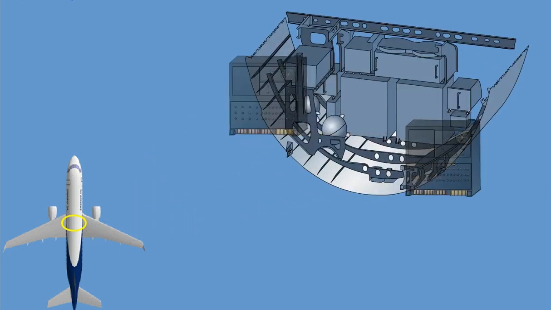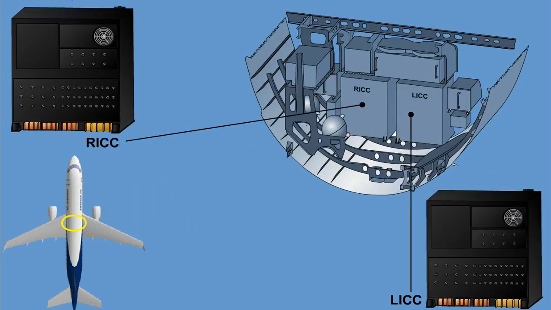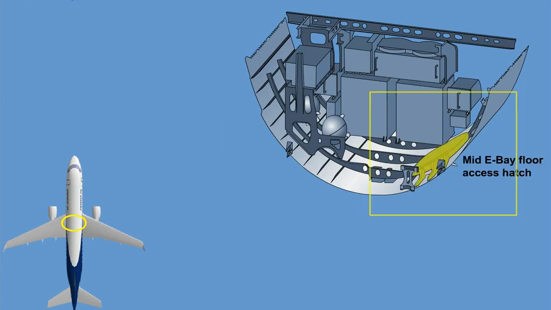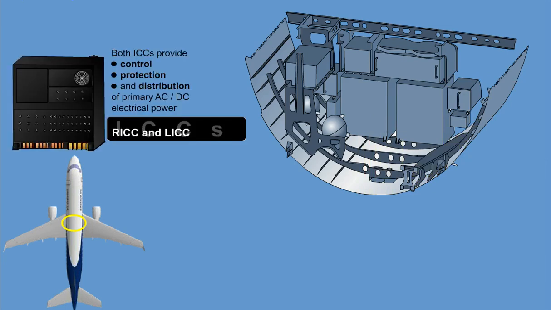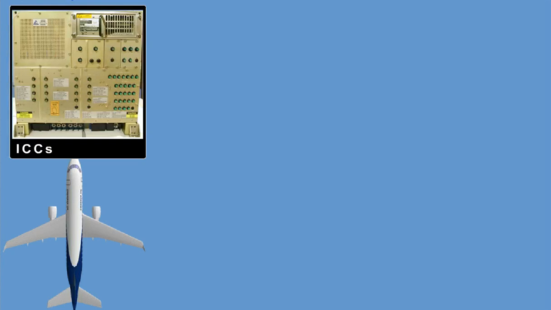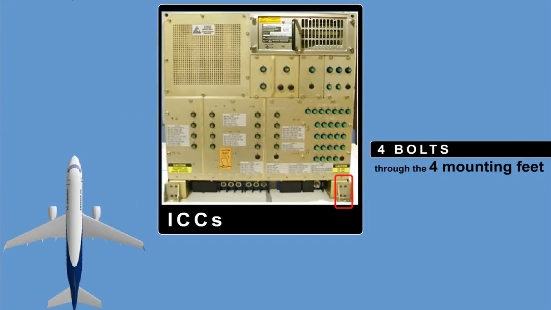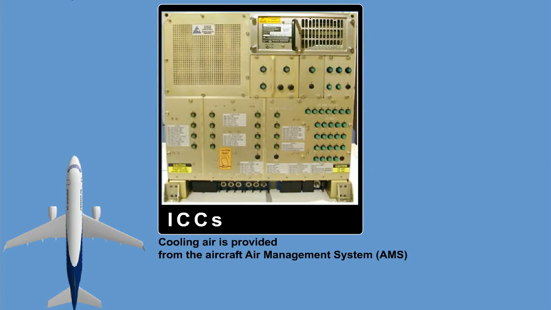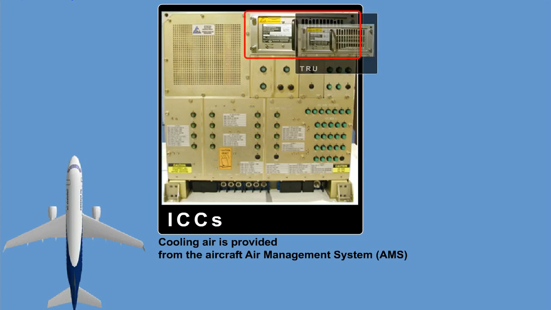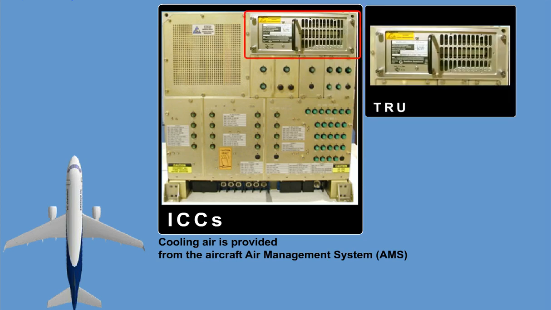The left and right integrated control centers are located in the temperature and pressure controlled mid-E bay. Access to this equipment is through the mid-E bay floor access hatch, located on the aircraft port side behind the left wing. Both integrated control centers provide control, protection, and distribution of primary AC and DC electrical power. The ICCs are mounted and bonded using 4 bolts through the 4 mounting feet. Cooling air is provided from the Aircraft Air Management System, AMS, and drawn through the TRU to ensure adequate heat dissipation.